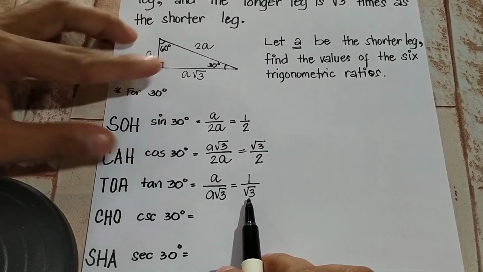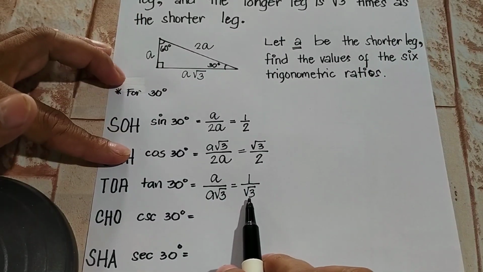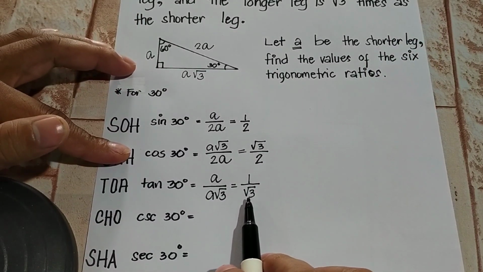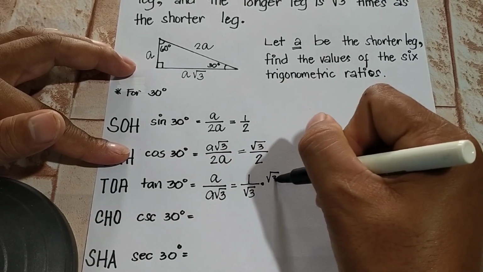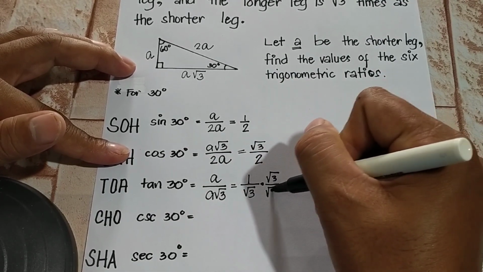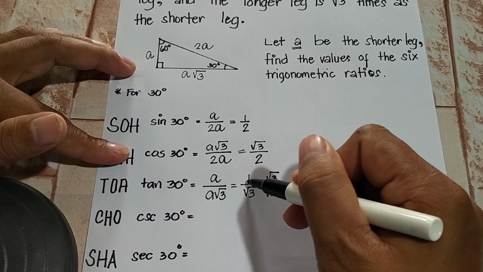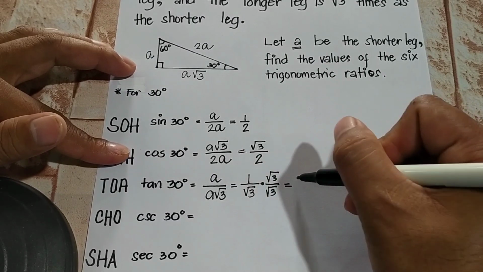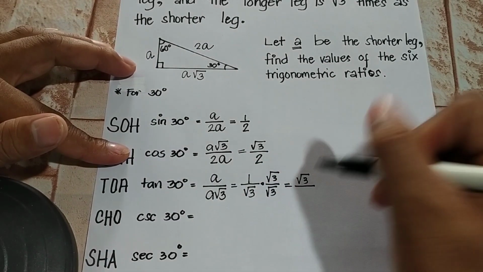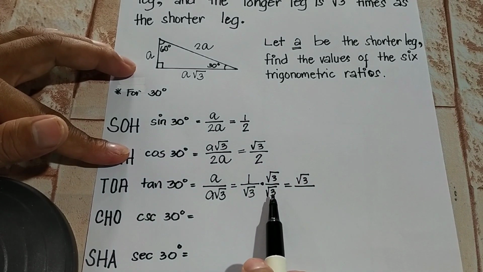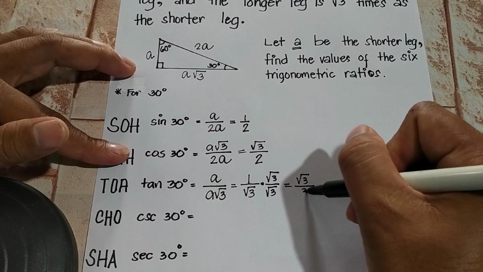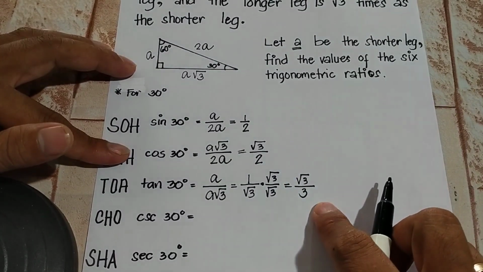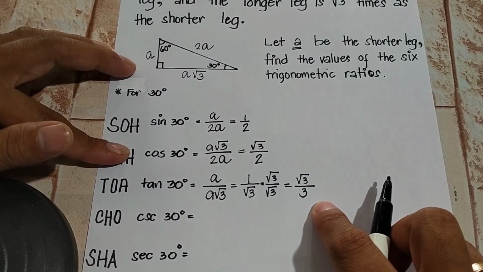But you're not going to stop there. You have to rationalize that first, since we have a radical sign in our denominator. So we multiply by square root of 3 over square root of 3. 1 times square root of 3 is square root of 3, over 3 times 3, that's 9. What is square root of 9? That is 3. So what is left is square root of 3 over 3.